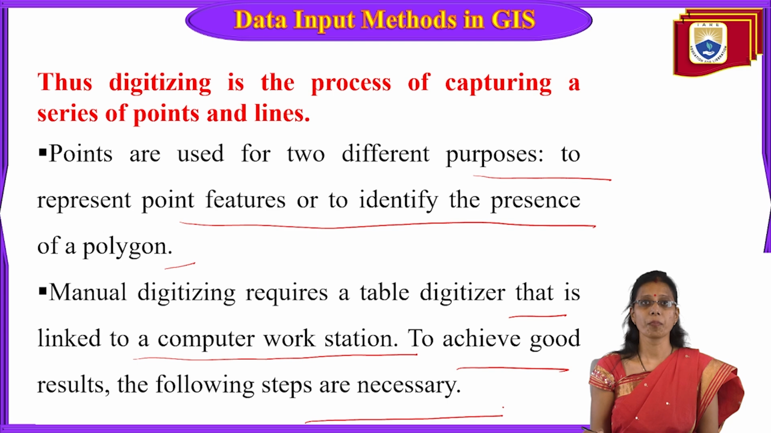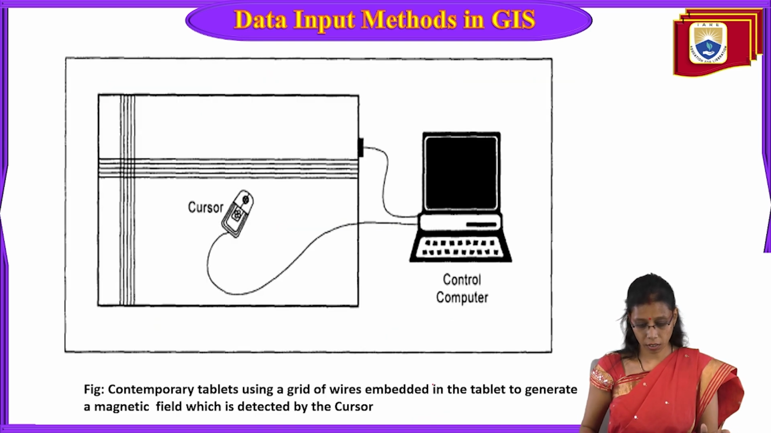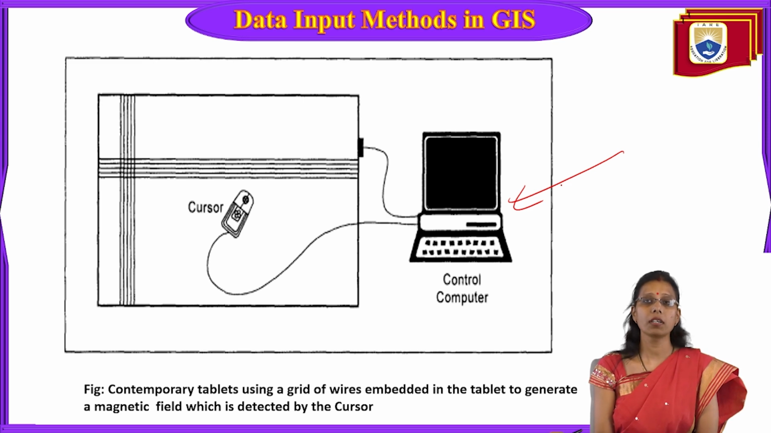So here, as I was telling you, we have a table digitizer, and that is attached to the computer workstation. This is how it looks. This is the figure I'm talking about. So you have a contemporary tablet using a grid of wires embedded in the tablet to generate a magnetic field that is detected by the cursor.